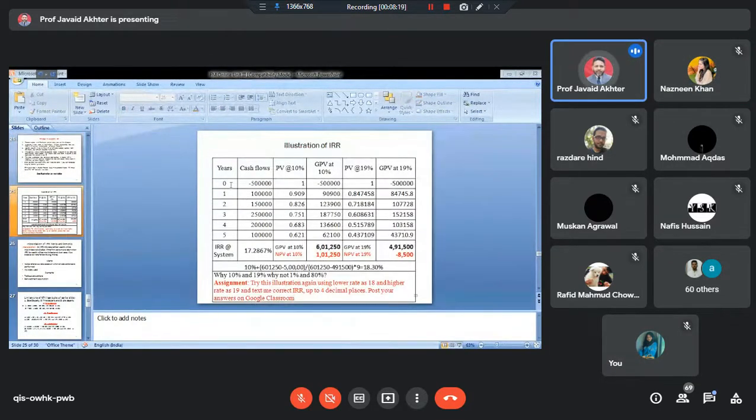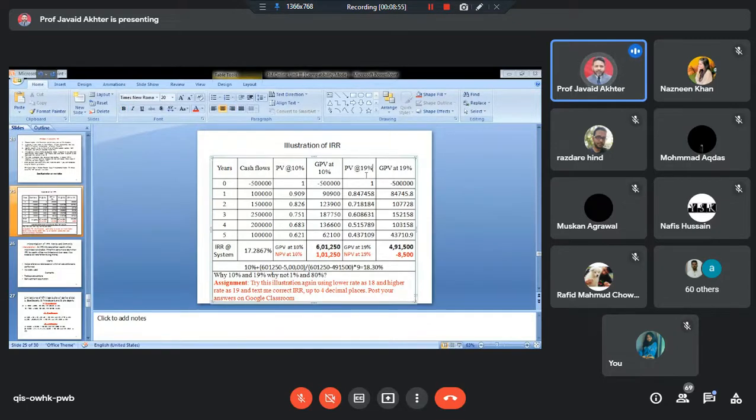These are the steps I explained to you in the slide. You make several columns and you make these rows. We have entered the same inflows and outflows. We have assumed present value at 10%, and this is our gross present value at 10%. That is 6,01,250, same thing, and present value is positive. What was the next step? That we wanted another rate at which this value becomes negative. So we tried at 19%.